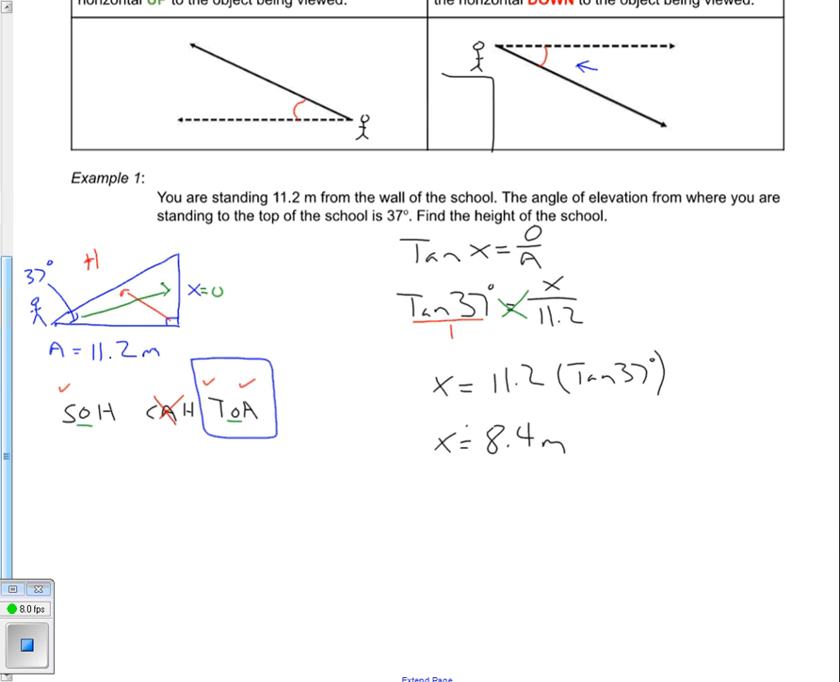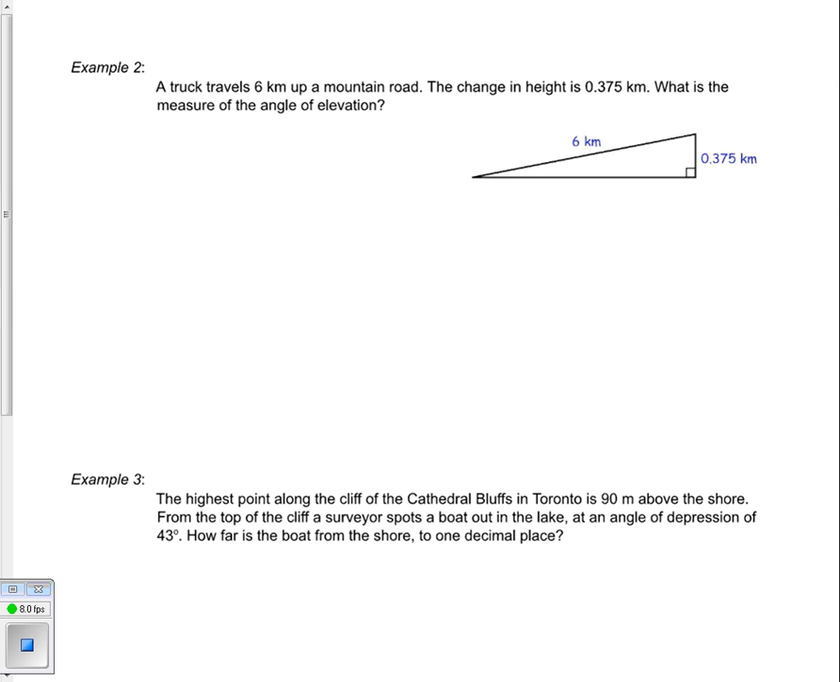We can take a second example. The second example that we have here is also an angle of elevation question. It tells us that right there. In this case, it says that a truck is traveling 6 kilometers up a mountain road. The change in elevation is 0.375 kilometers, same unit, very helpful. What is the measure of the angle of elevation?